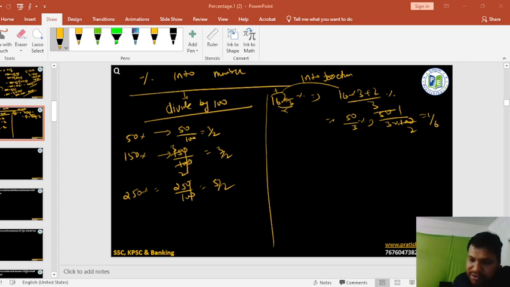We are discussing percentage. Okay, so look here. I am discussing the type 2 problem: how to convert a percentage into a number. That one you have to divide by 100. Now everyone see that here.